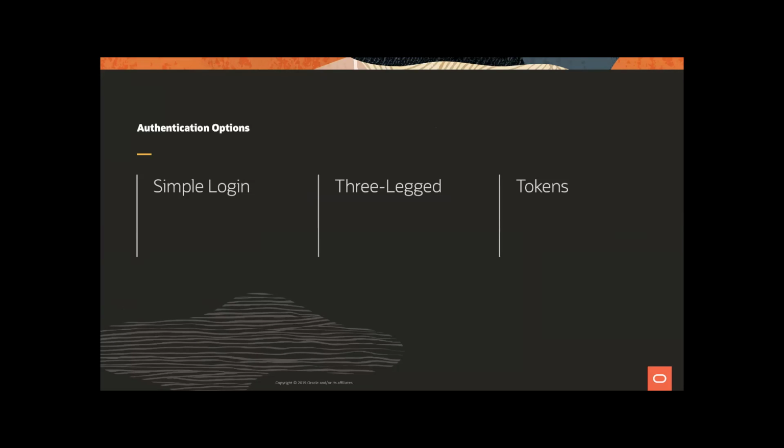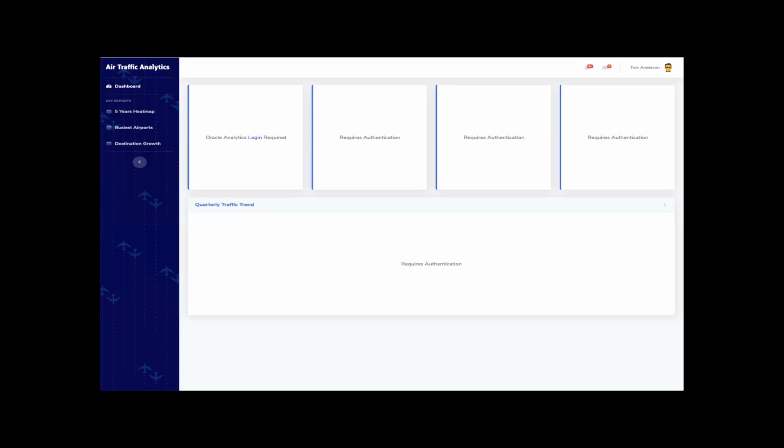So once you've created your application, you've designed it, you've got the look and feel that you'd like, how do you actually authenticate? So there are 3 main ways that you can do the authentication. The first one is just, you'll get a simple login prompt by default. The second one is if you're embedding content into a third-party web application, you can use something called 3-legged authentication. And then if you're looking to do something which may be a little bit more complex, or even looking to create a public access to your analytics content, then you can use tokens. This is what it looks like for the login prompt.